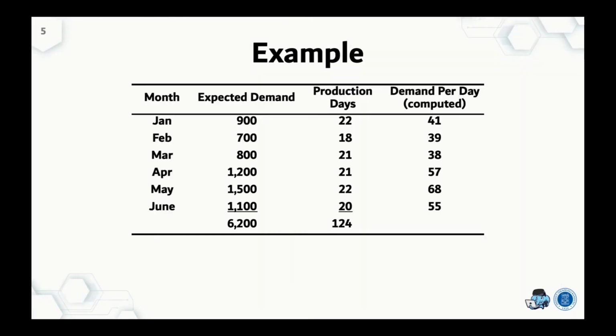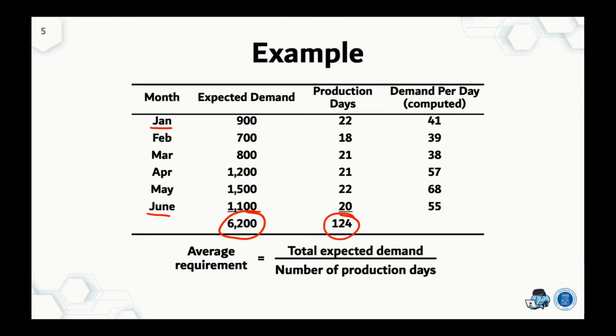Take a look at the current example. This table presents the expected demand and production days per month for 6 months, starting from January to June. The average demand per day can be acquired by dividing the total expected demand by the production days, which results in 50 units per day.